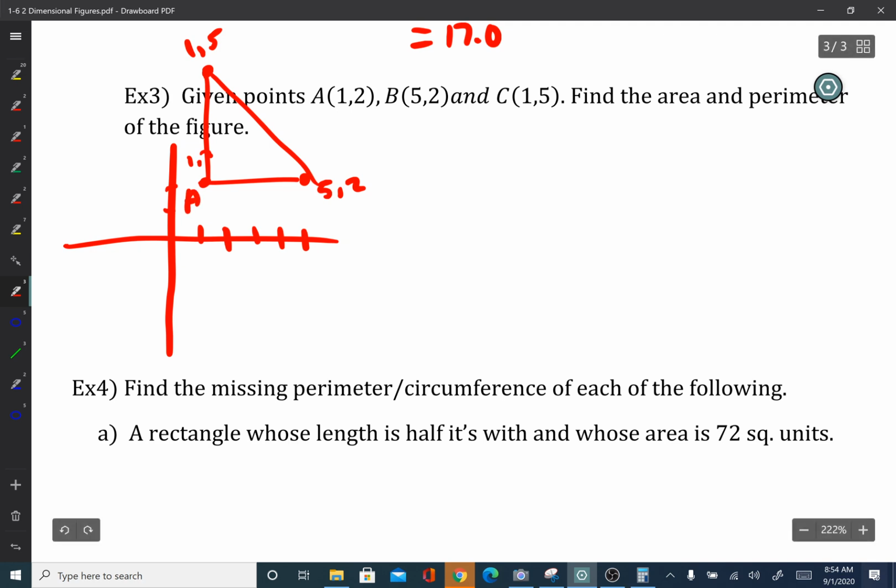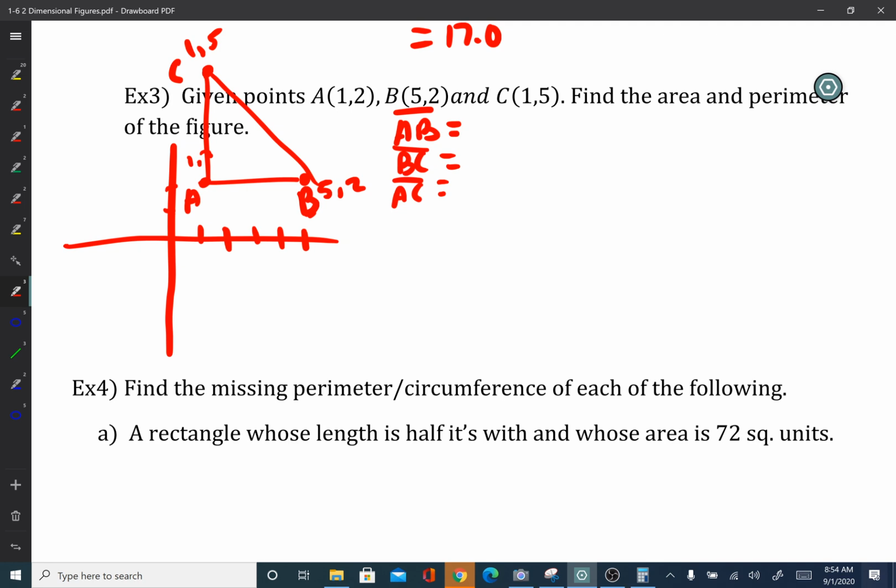Well, I guess I'm going to call these A, B, and C, right? Well, we need to figure out how long AB is, how long BC is, and how long AC is. Now, the only hard one is BC. The other two are easy. AB is from 1 to 5, right? I'm going to do this in green. From 1 to 5 is 4, so this is 4. BC goes from 2 to 5. Oh, this is 3. Oh, cool. This is a 3, 4, 5 triangle, right? So that's 5, right? Because these are a right angle with each other. So it's a 3, 4, 5 triangle.